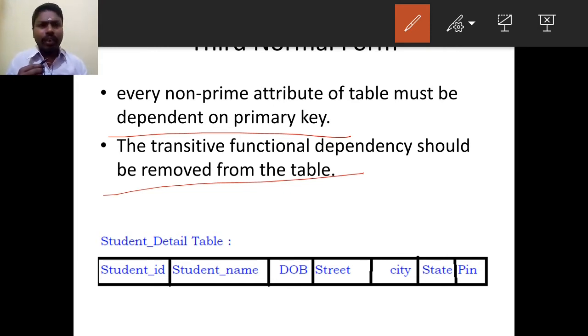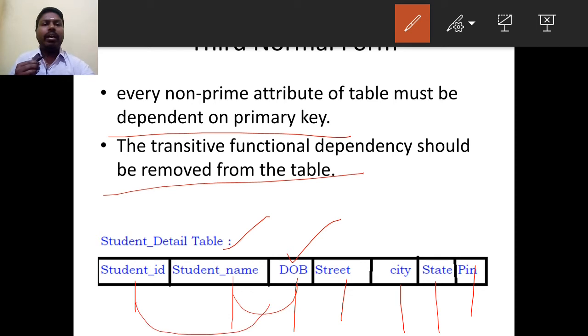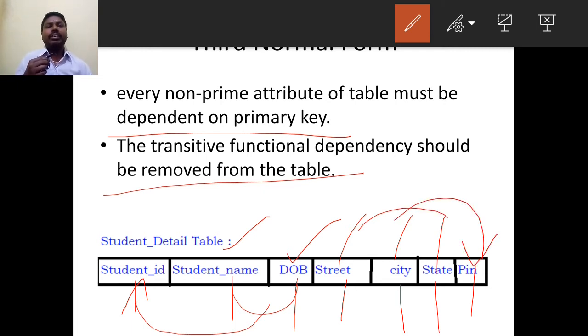You can see the student detail table: student ID, student name, date of birth, street, city, state, pin. Now you can see student name and date of birth, these two columns depend on student ID. Understand? Next, street, city, state, these three depend on the pin. Understand? So see the third normal form.